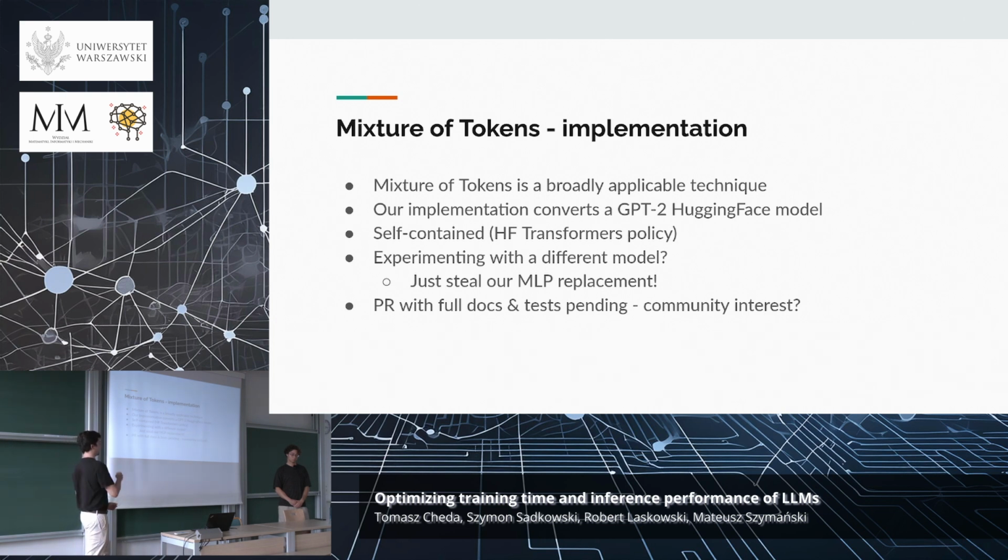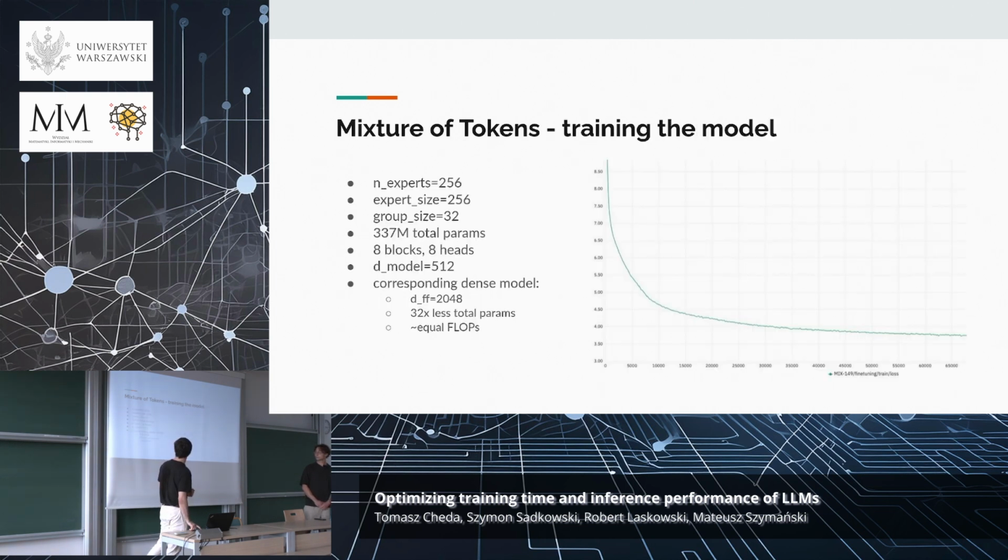That's actually the policy for Hugging Face transformers. If you want to experiment with a different model and see what results you get by applying this technique, you can just steal our MLP replacement and plug it into your own code, and you're all set. For the pull request, we prepared full testing and documentation. That pull request is currently pending. Well, if the technique gets enough community interest, it may get merged into the main library. But you can actually already try it on your own without compiling the library.